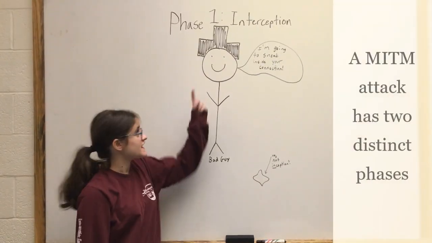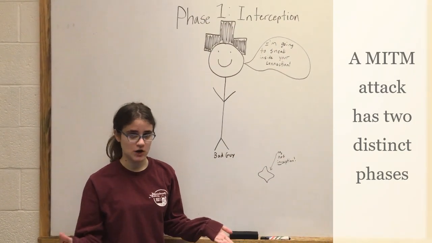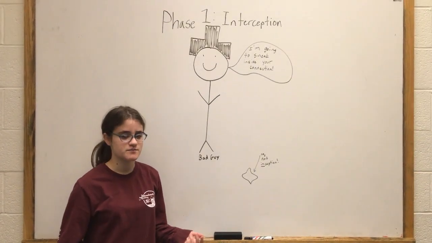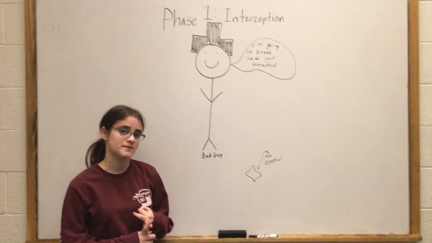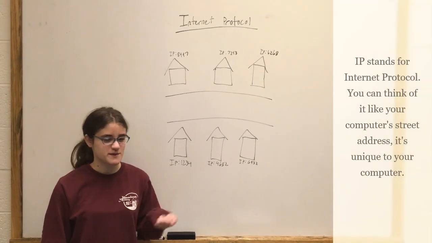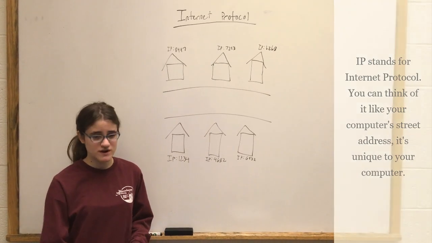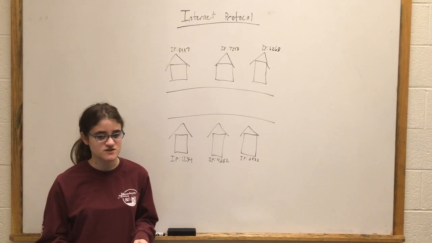The first phase is interception. An attacker needs to position himself between you and your partner, or you and the server, without either party knowing. He can do this several ways, but we'll focus on two: IP spoofing and Wi-Fi eavesdropping. When a bad guy spoofs your IP address, he's tricking your computer into thinking it's connecting to a known address, when it's really connecting to the bad guy's address in disguise.